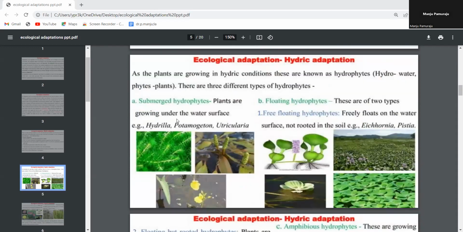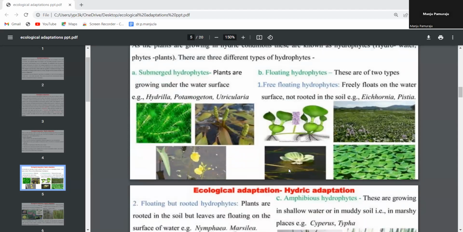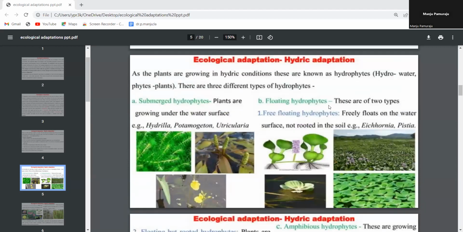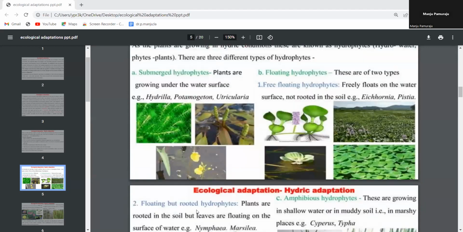Submerged hydrophytes are the plants growing inside the water. Examples are Hydrilla, Potamogeton and Utricularia. The second one is the floating hydrophytes, which are classified into two types: free floating hydrophytes and floating but rooted hydrophytes.